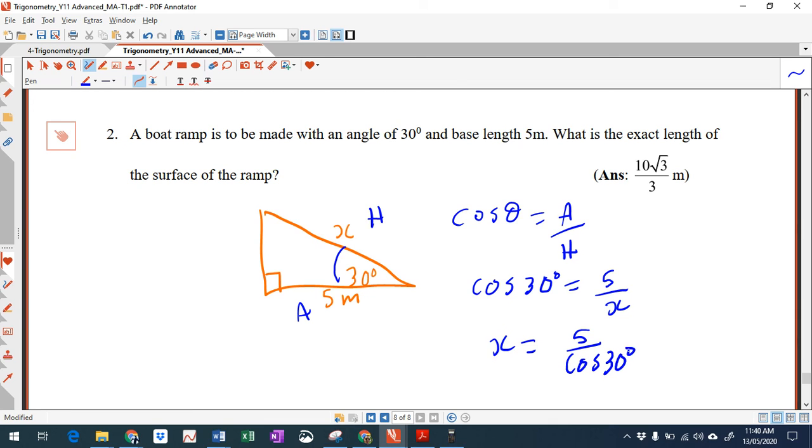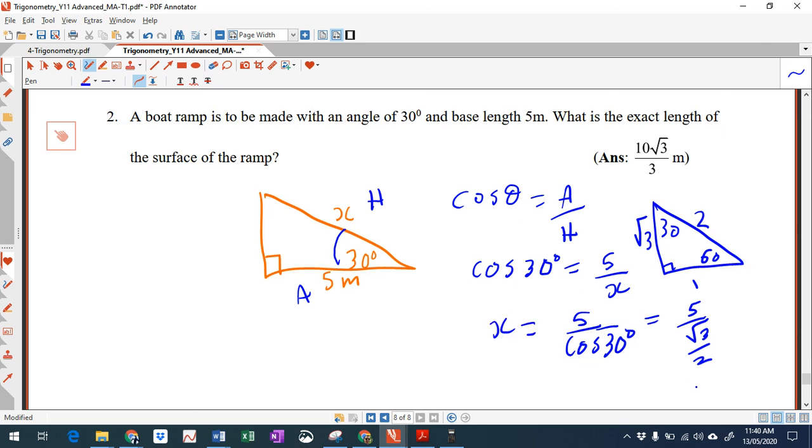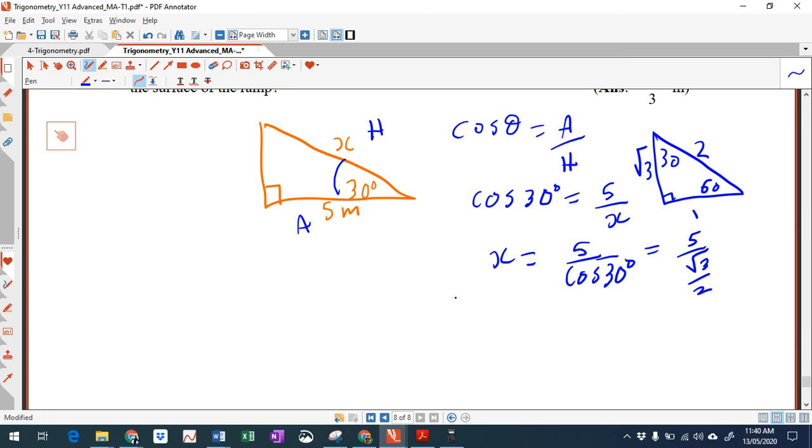Now, what's the exact value of cosine of 30? Well, think back to your triangle on the previous page. This is 60 and 30. This was 2, 1, and root 3. You can see that cosine of 30 is root 3 on 2. So this is 5 over root 3 on 2. And we know that when we're dividing fractions, we flip and multiply. So that'll be 5 multiplied by 2 on root 3, which is 10 on root 3.